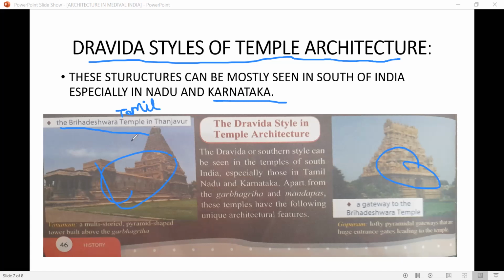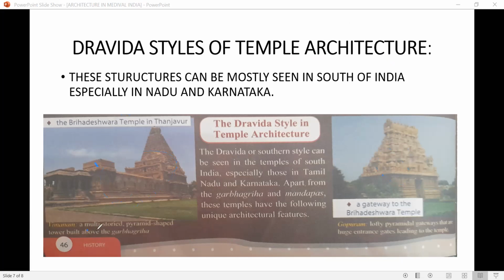In this temple in Thanjavur, we see that it is multi-storied, pyramid shaped, with steps like this. We have the tower built above the Garbhagriha. Let me just show you with the red pen. Over here we have the Garbhagriha, and above it we have the pyramid-shaped cone. So this is the type of Dravida style.